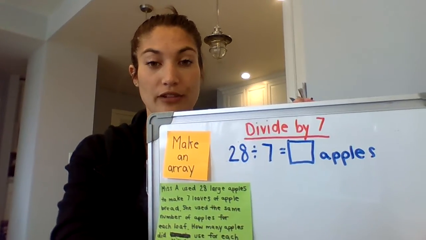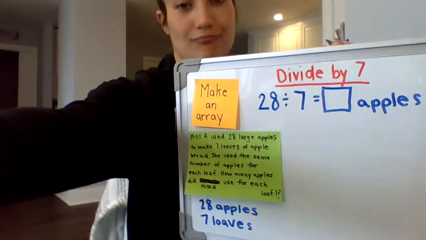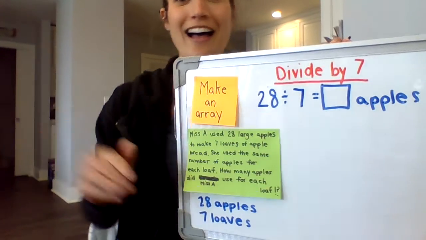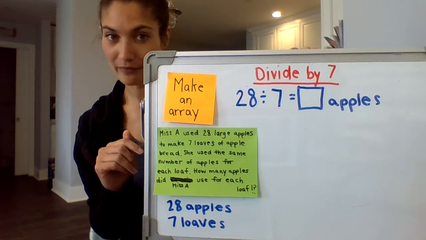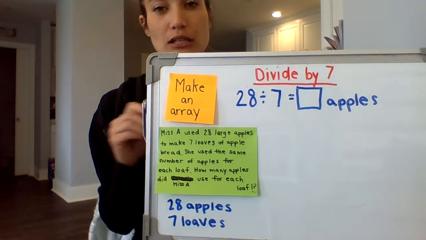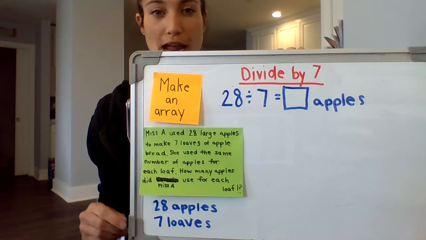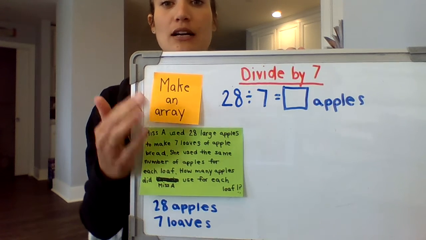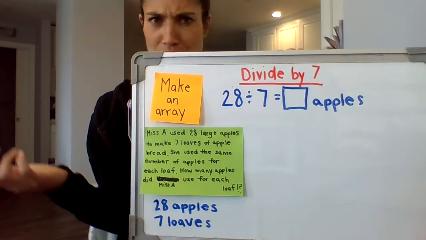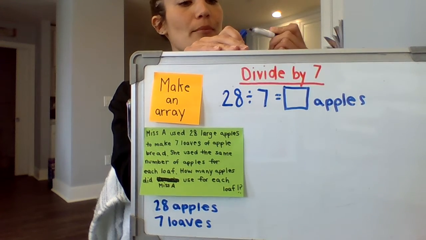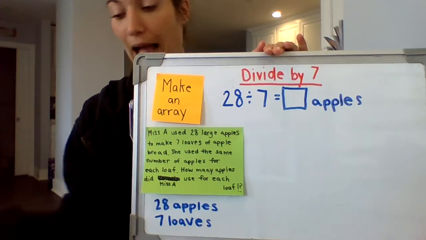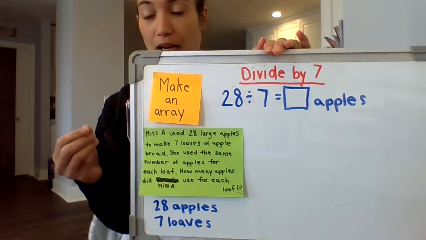So remember, we used to make arrays all the time for multiplication. But division's a little bit different. We still will be making our array, but we are not making 28 rows with 7 in each. 28 is our total. But we do know the number 7. So that's telling me I need to make rows of 7 and see how many I have.